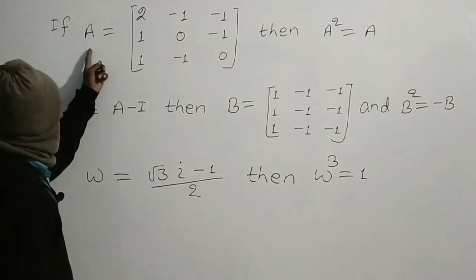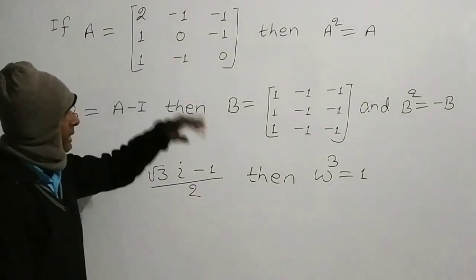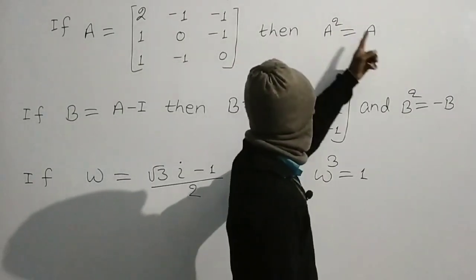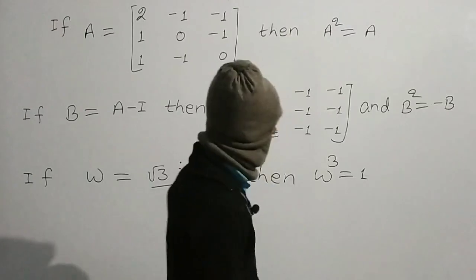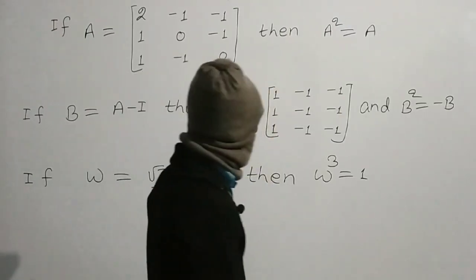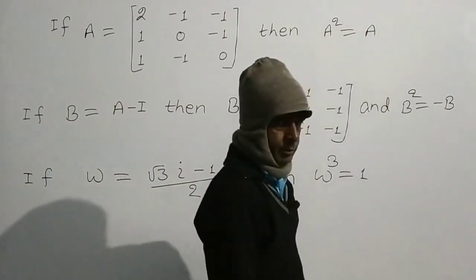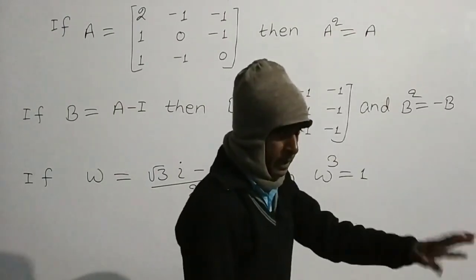If A is equal to this matrix, then A square will be equal to A. How can we know that A square will be equal to A? I will explain.